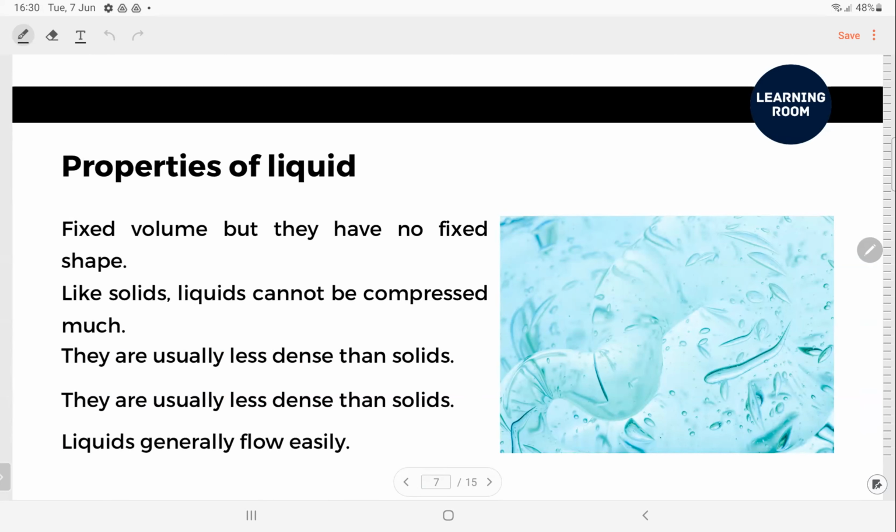Like solids, liquids cannot be compressed much. Actually, gases are highly compressible. Liquid is quite moderate, and solid cannot be compressed. The best examples of gas being compressed are the oxygen cylinder in the hospital, liquefied petrol, and CNG, compressed natural gas, which we use for cooking at home. Other than that, deodorant in small bottles, and perfume.